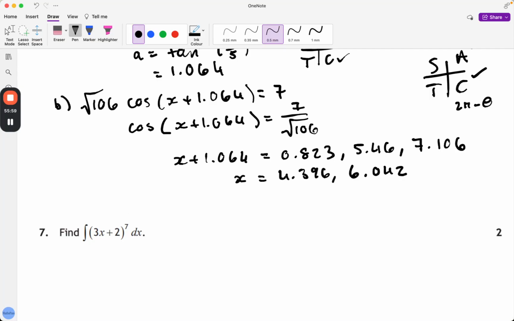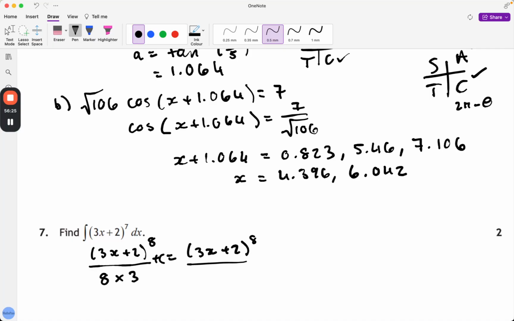So if we integrate this, we are going to first increase our power by 1, so we have a power of 8. We then want to divide by that new power, and then we also want to divide by the differential of this bracket. So 3x plus 2, when you differentiate it, you get 3. So we also have to have a 3 on the bottom. So we're going to have 8 times 3 there. So that gives us, and you also have to have your plus c, that gives us (3x plus 2) to the power of 8 over 24. And then you've got your plus c.